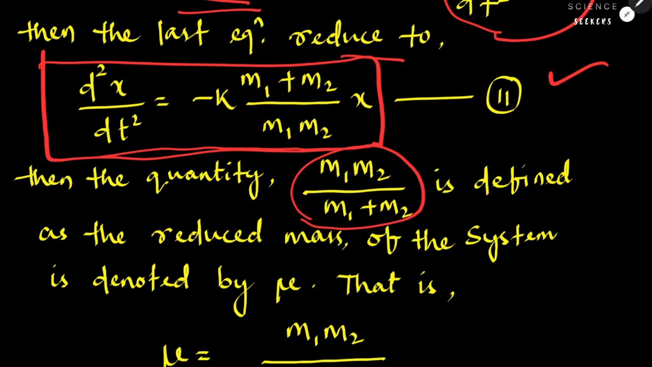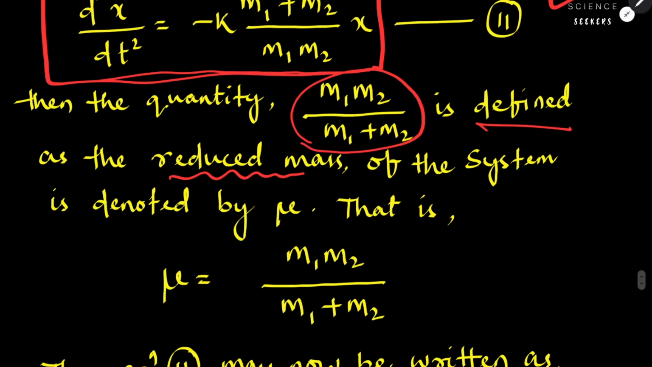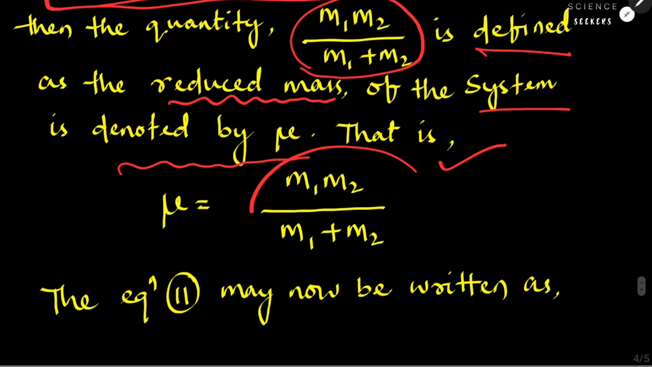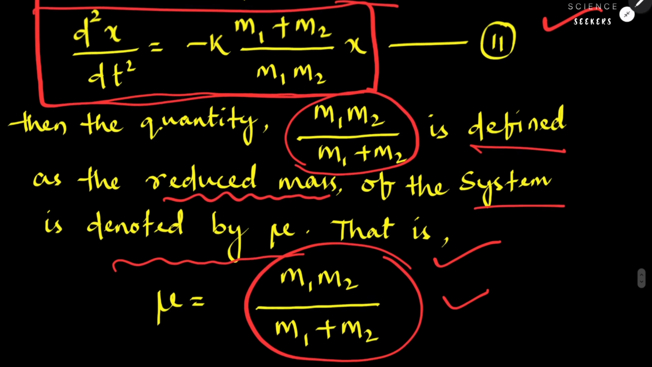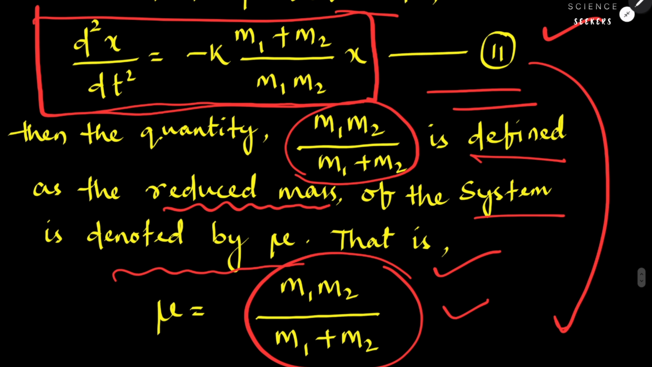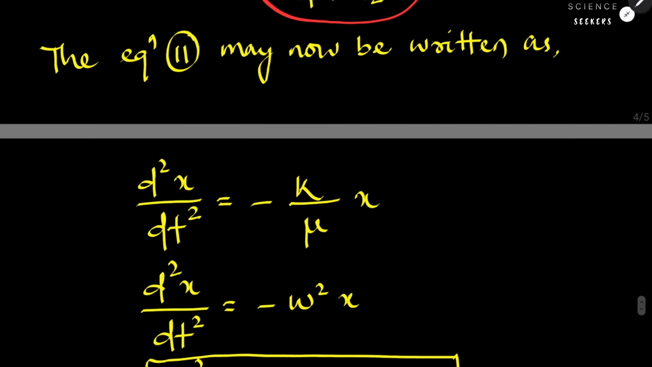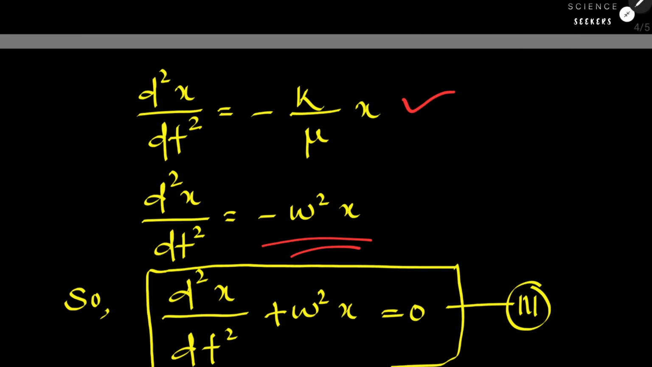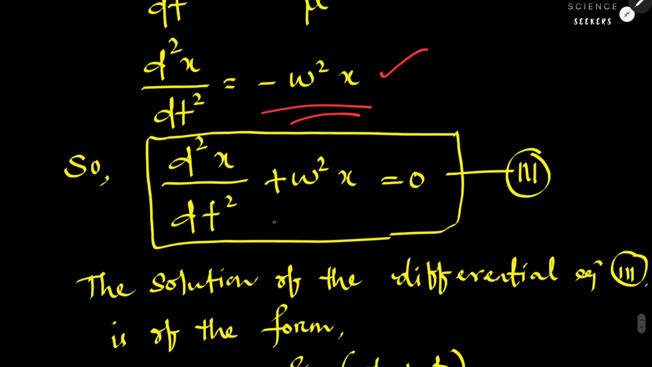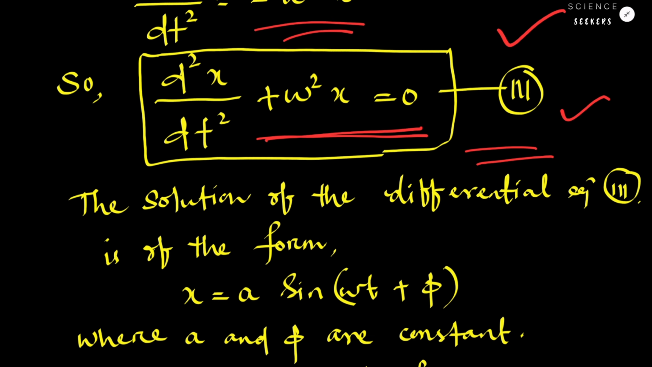The quantity m1 m2 divided by m1 plus m2 is defined as the reduced mass. In the system it is denoted by mu, that is mu equals m1 m2 divided by m1 plus m2. So the above equation 2 reduces to d square x by dt square equals minus k by mu into x, that is d square x by dt square equals minus omega square x. That implies d square x by dt square plus omega square x equals 0. That is the differential equation of the two-body harmonic oscillator.